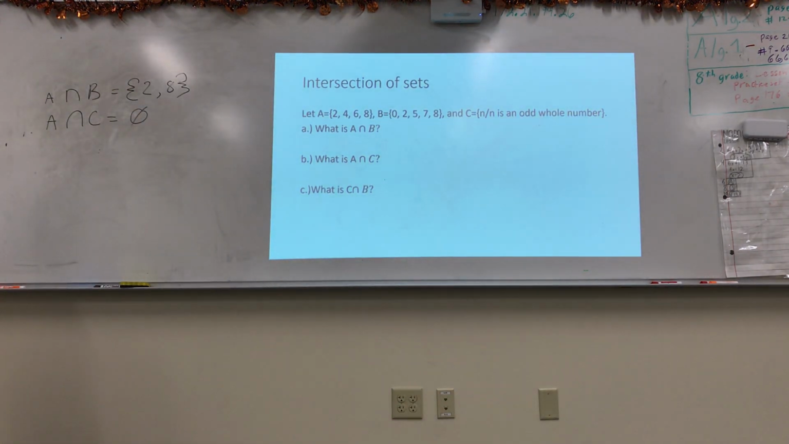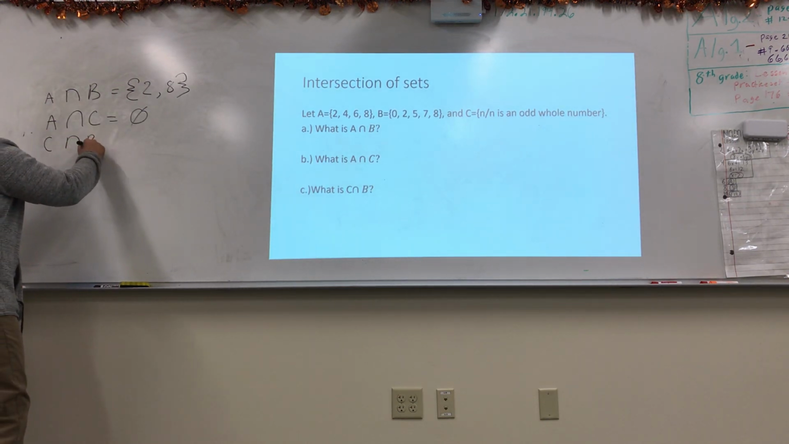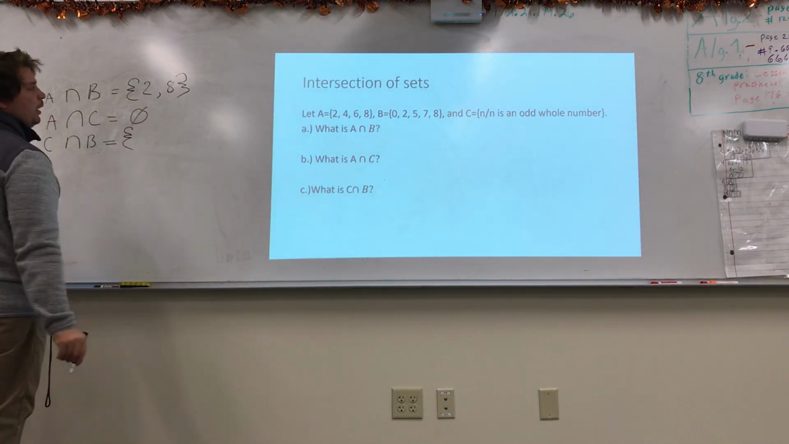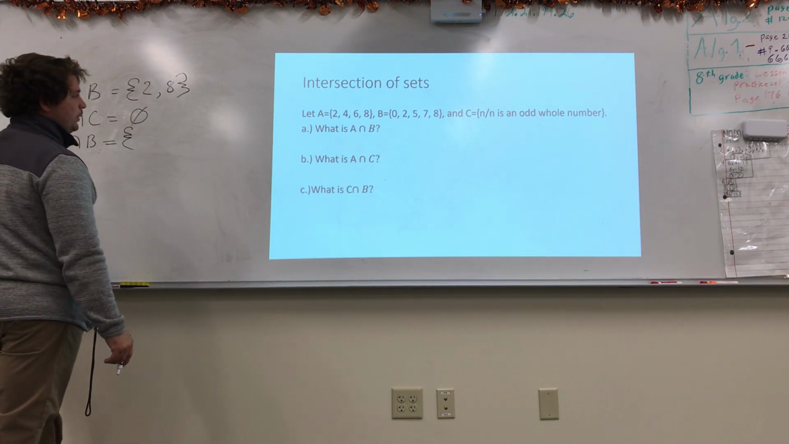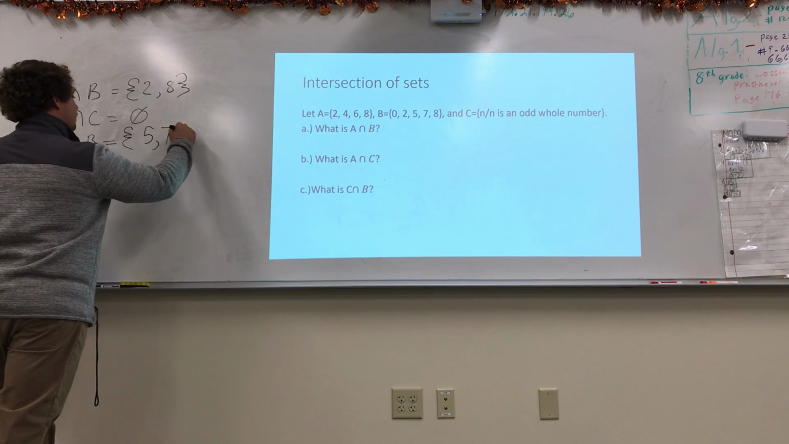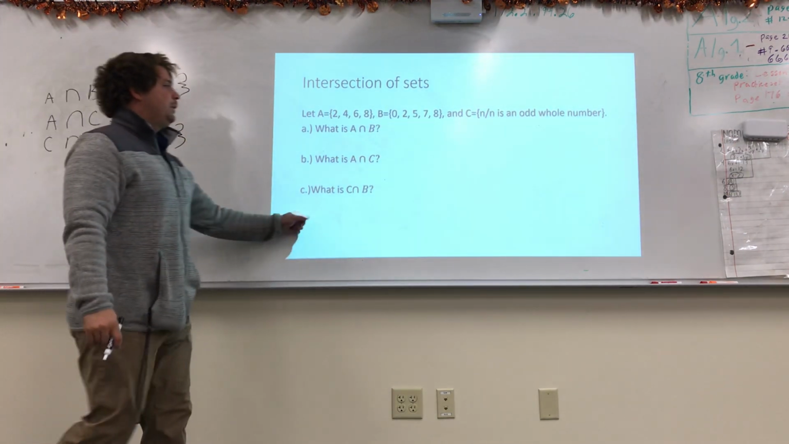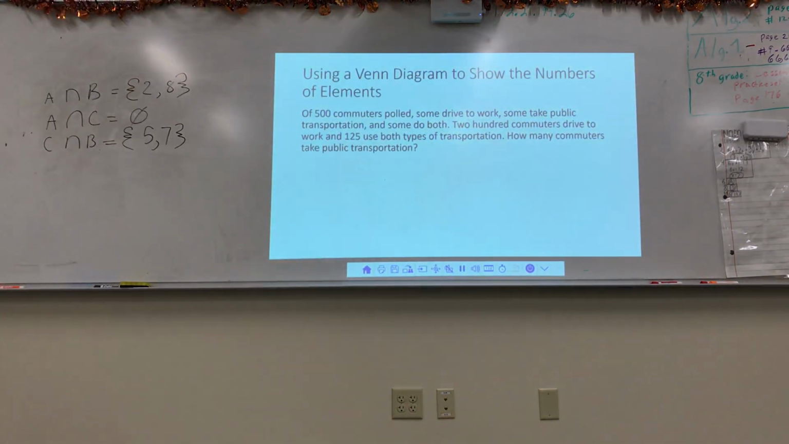What is C intersects B? Well, C intersects B is going to be 0 would not work, 2 would not work, 5 would work, and 7 would work. Those are the only two that would work for that. Okay.